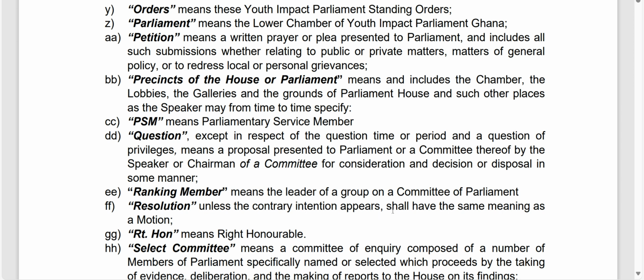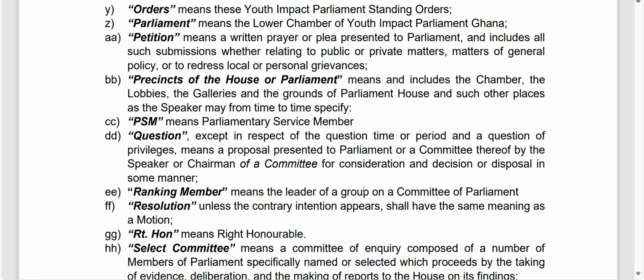Someone will see it and will interpret it differently. Ranking member, some people are here, they don't know what ranking member means. Ranking member is a leader of a group on a committee of parliament. Usually, if the minority takes the chairman, then the leader of the majority in that committee is given the ranking member. But if the chairman is coming from the majority, then the leader of the minority group in the committee is given ranking member. That is how this role assignment works in parliament. So ranking member is not only for minority.